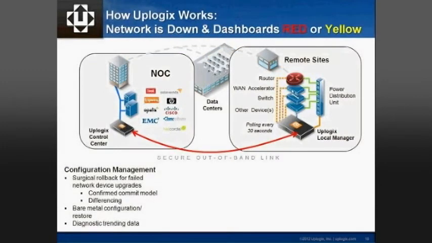Now, what happens when your network is having an issue, when your dashboards start going red or yellow? We still have those configurations available to you. So let's say, for instance, you are updating some information on that router at that remote site, and you just happen to accidentally fat finger something and you saw off the branch that you're standing on. Well, normally that's a huge problem, right? Normally you would have to pick up the phone and actually call someone to help you out of the situation, but not with the Uplogix.